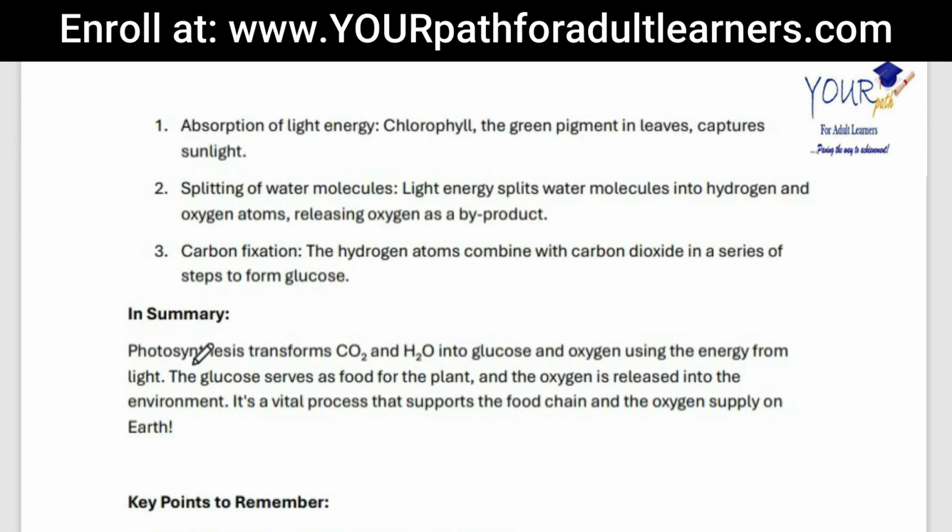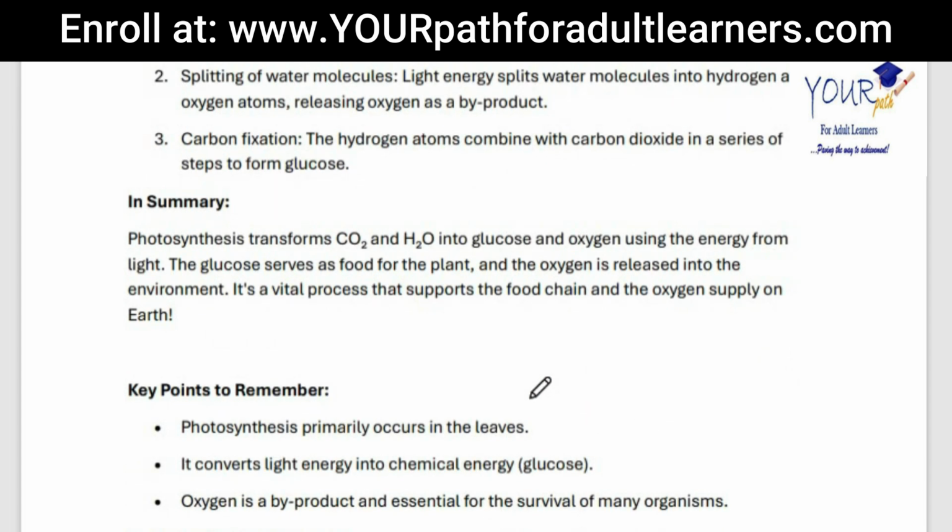In summary, photosynthesis transforms carbon dioxide and water, H2O, into glucose and oxygen using the energy from light, which is the sun. The glucose serves as food for the plant, and the oxygen is released into the environment. It's a vital process that supports the food chain and the oxygen supply on Earth.